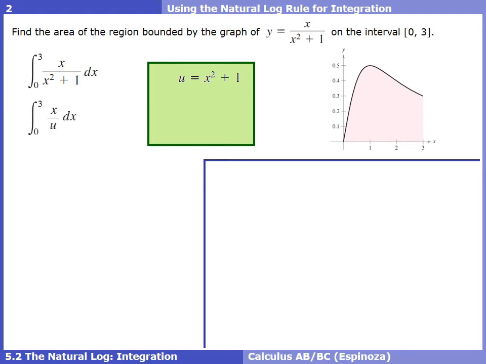So we're going to end up with x over u dx. We have our dilemma where we have u's and x's in our integral, so we need to come over to our u box and take a derivative.